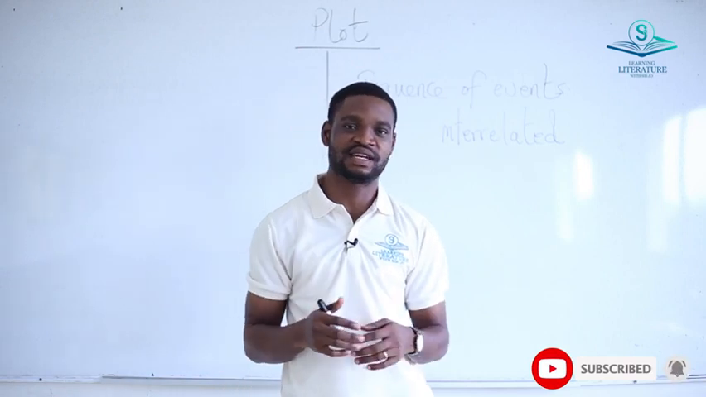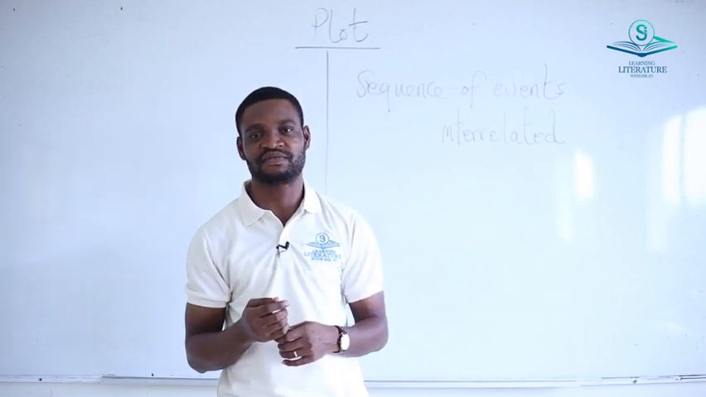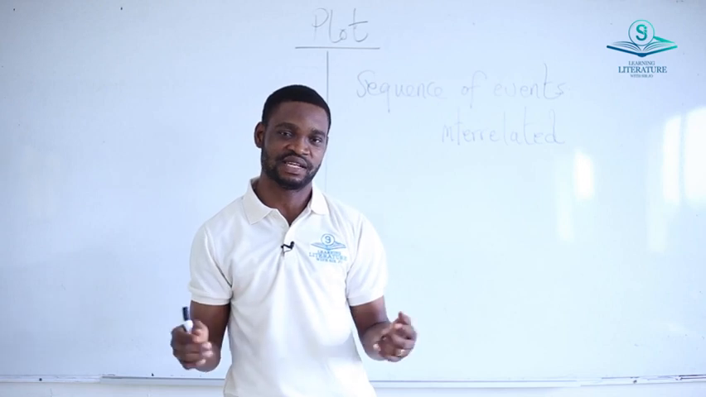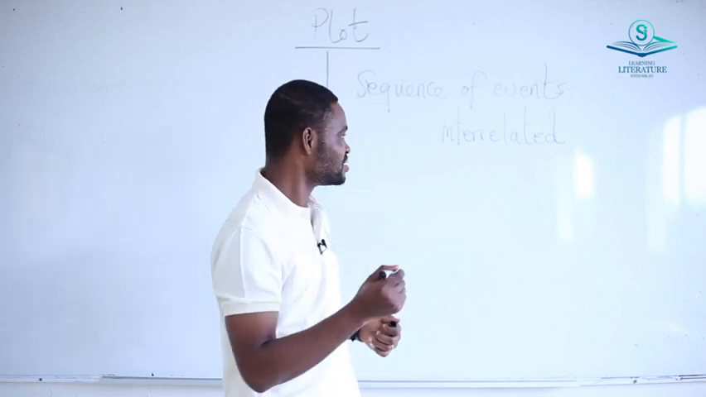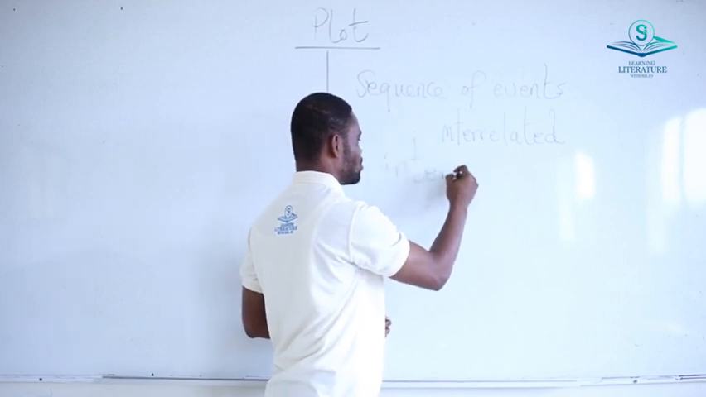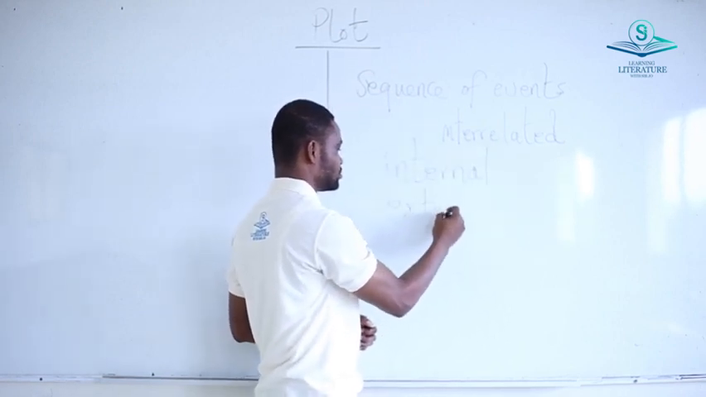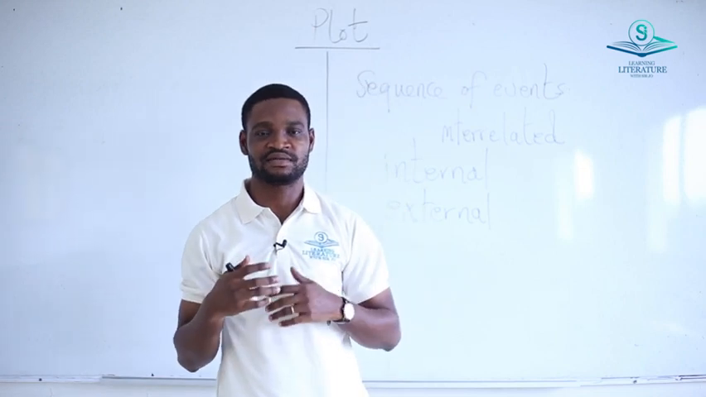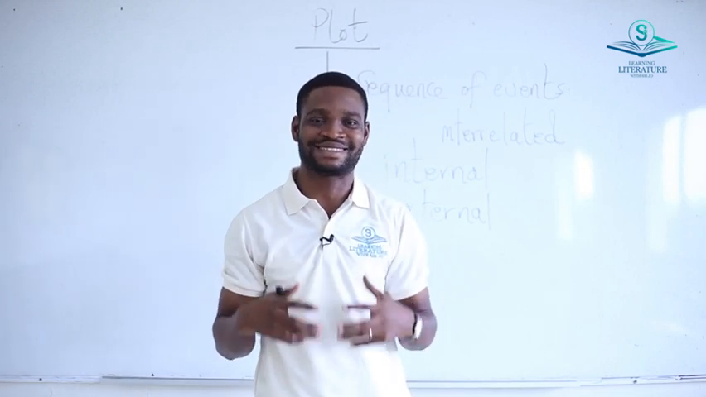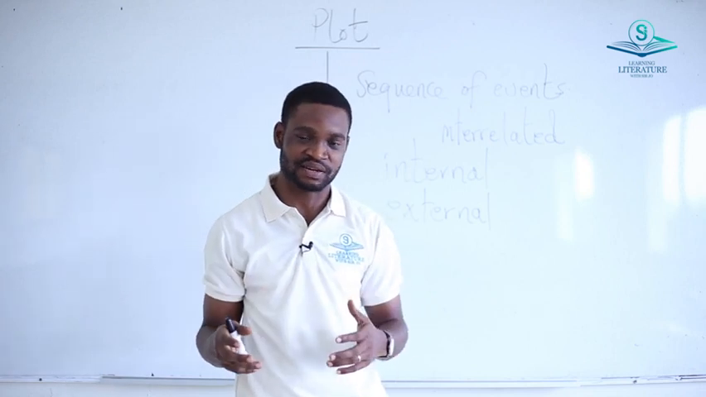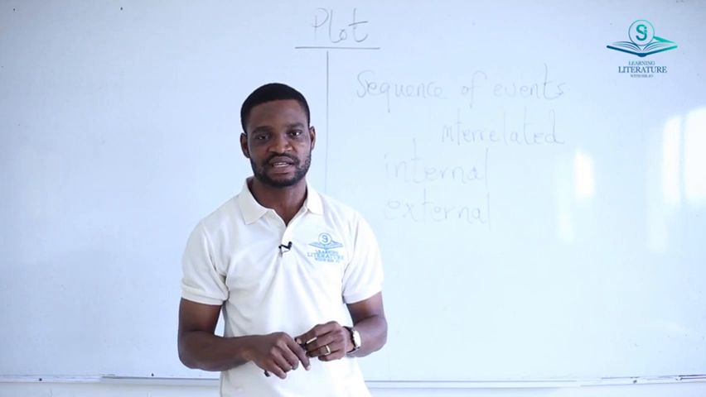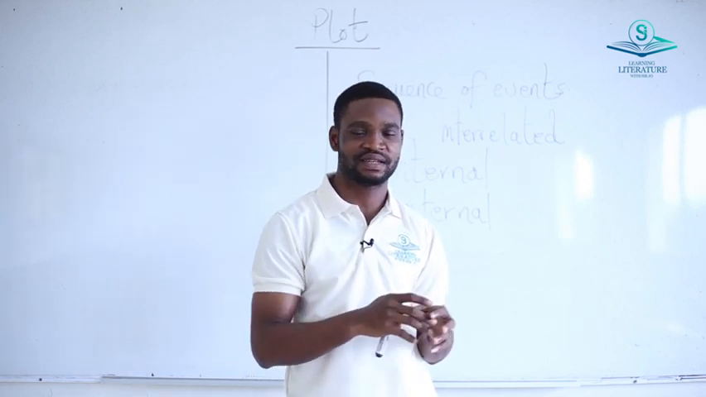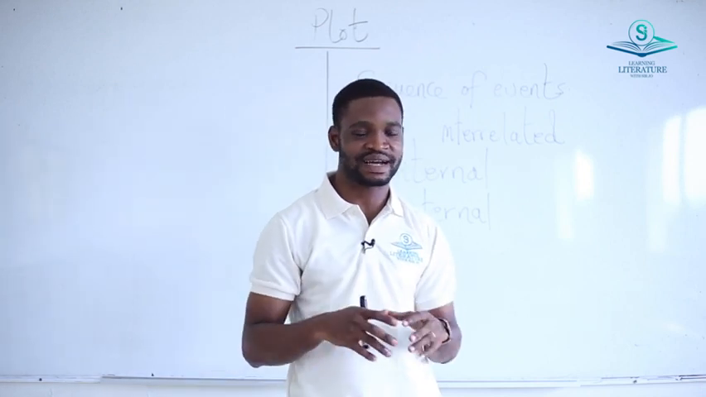Most plots originate in some kind of significant conflict. It is the conflict that brings about the sequence of events, and conflict can be either internal or external. By internal conflict, it simply means that the writer creates some kind of conflict that exists in the person or in the mind of the protagonist. And by external conflict, there are two basic ways, which are person and society or person and nature.